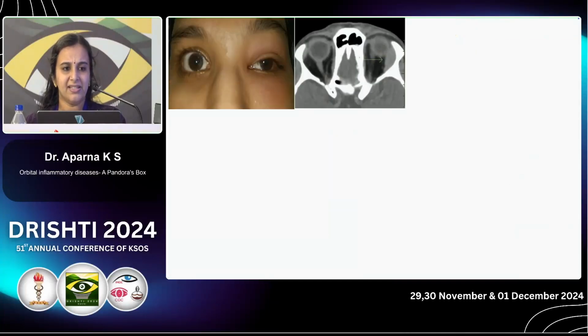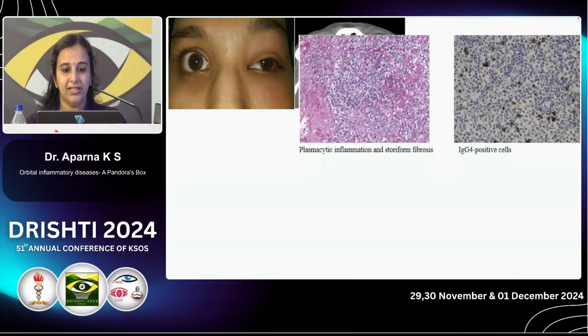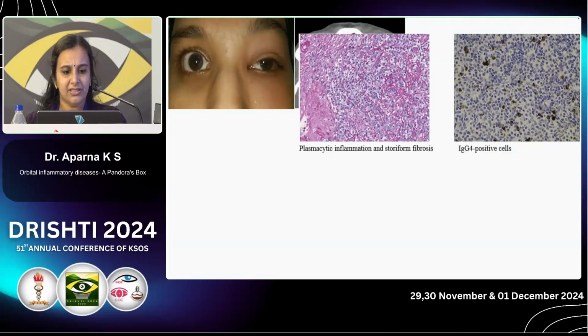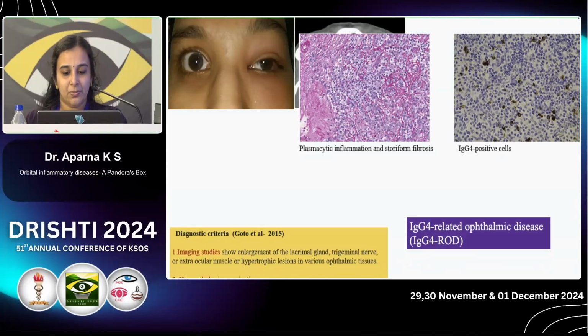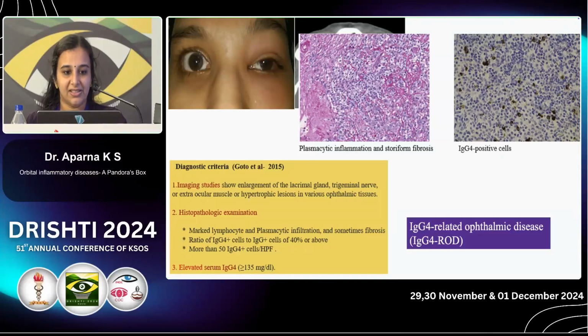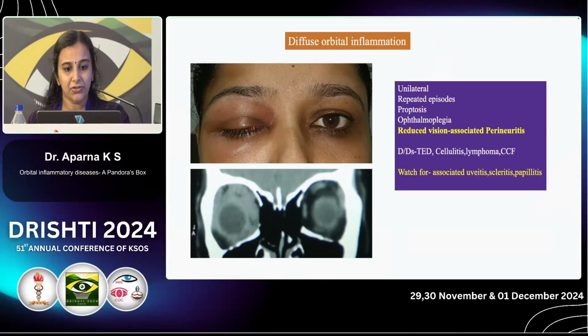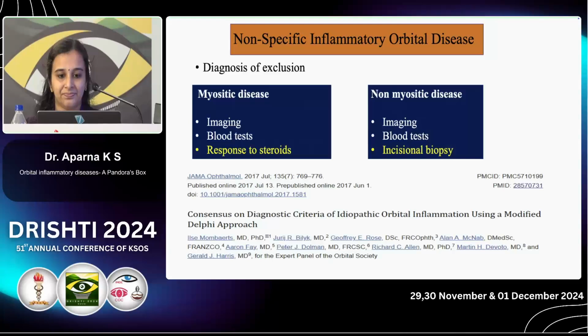This patient presented with multiple episodes of lacrimal gland area involvement, so we did an excision biopsy. Histopathology showed plasmacytic inflammation with storiform fibrosis, and immunohistochemistry showed IgG4 positive cells. So it is a new kid on the block, IgG4 ophthalmic disease. Diffuse orbital inflammation is usually unilateral, presenting with repeated episodes of proptosis and ophthalmoplegia. It can be associated with reduced vision if there is associated perineuritis.